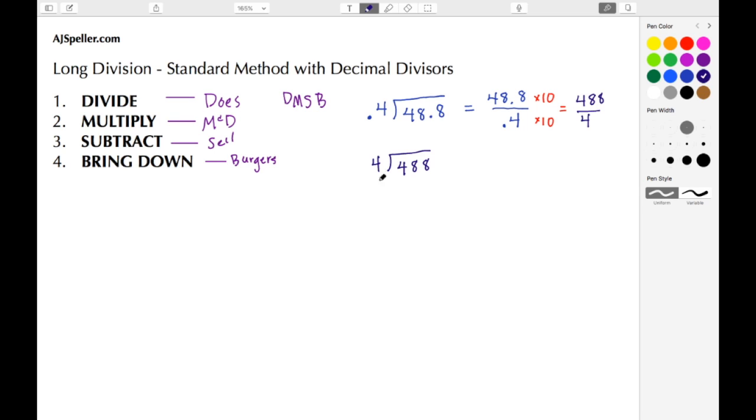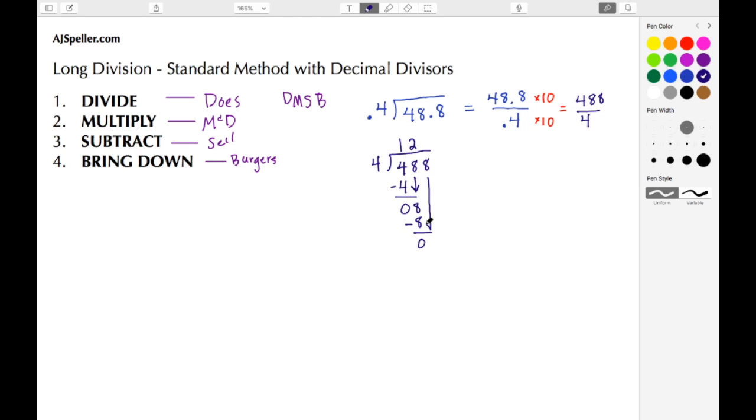So let's go with divide first. 4 divided by 4 gives me 1. I multiply 1 times 4 to give me 4. I subtract 4 minus 4 to get 0. And then I bring down this 8. Then I move back to division. 8 divided by 4 is 2. Then I multiply 2 times 4 to give me 8. Then I subtract 8 minus 8 to give me 0.